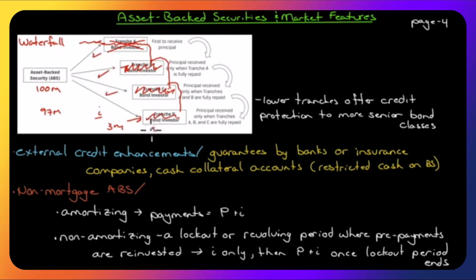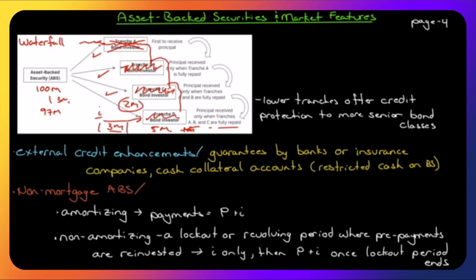If tranche D, let's say, were $5 million in bonds, they would lose $3 million. If tranche D were only $1 million in bonds, they would be wiped out, and tranche C would lose $2 million because $3 million is lost overall. So we see that for tranche C, principal is received only when tranches A and B are fully repaid. This means that lower tranches are offering credit protection to more senior bond classes.